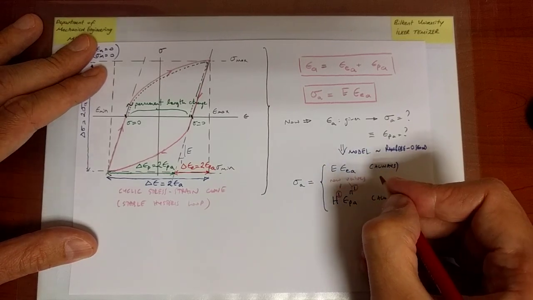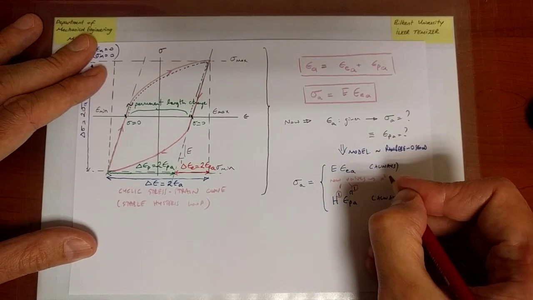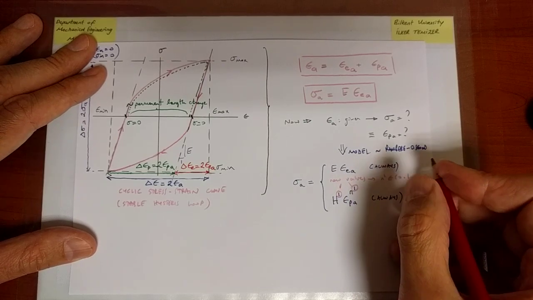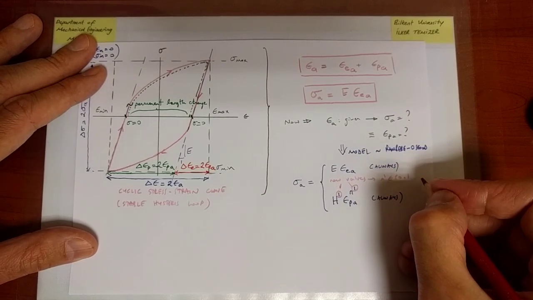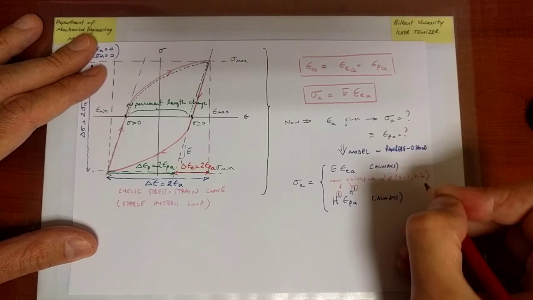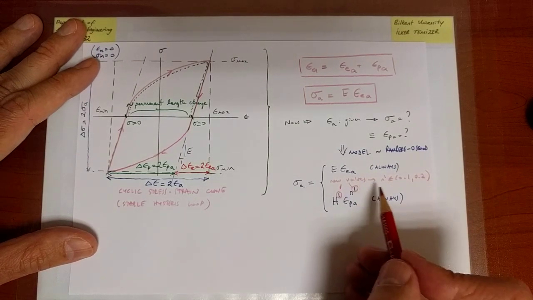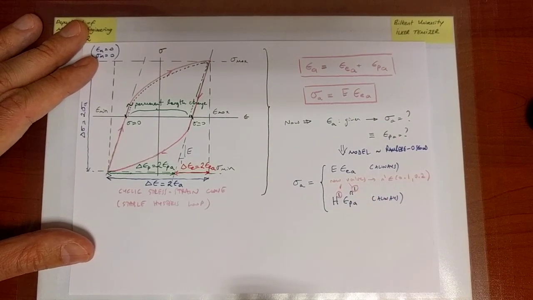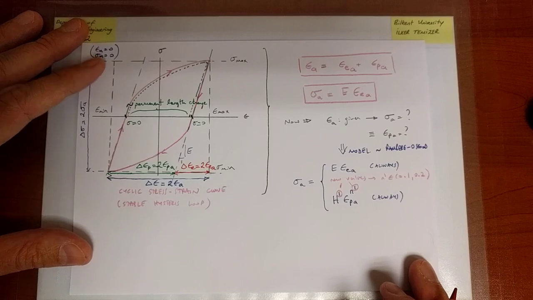And in fact, here, for instance, n prime is something that usually lies, remember, we want it to lie between 0 and 1, but here it's something that usually lies between 0.1 and 0.2. It's a narrower range than the exponent n for the Ramberg-Osgood model of the uniaxial stress strain curve.